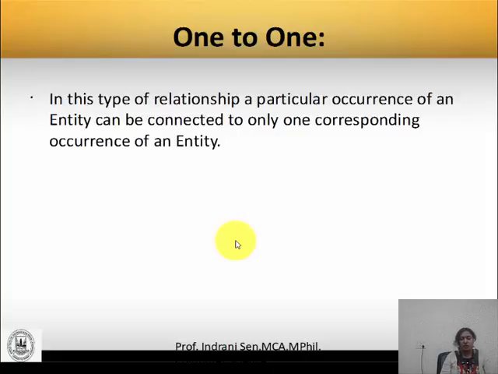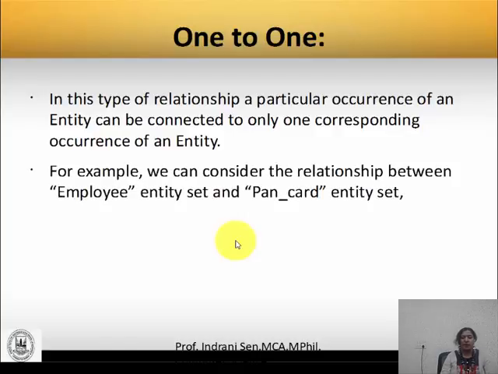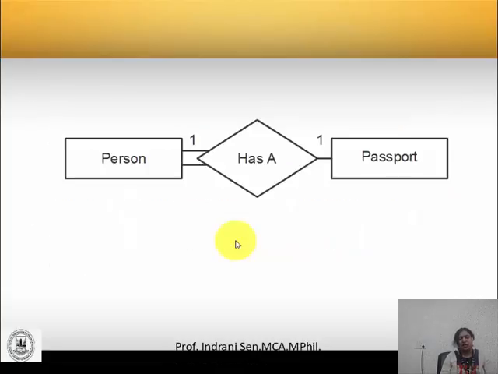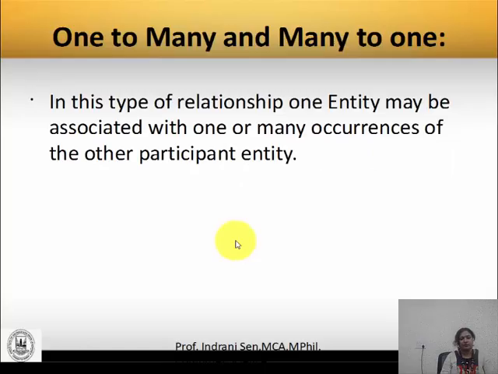We can take the examples of one to one. In this type of relationship, if there are 2 entity sets, an entity can be connected only to one corresponding occurrence of an entity. We take the example of an employee and PAN card. One employee can have one PAN card. Similarly, one PAN card is associated with only one employee. Person and passport is also a one-to-one cardinality. One person can have a single passport, and one passport is related to a single person.